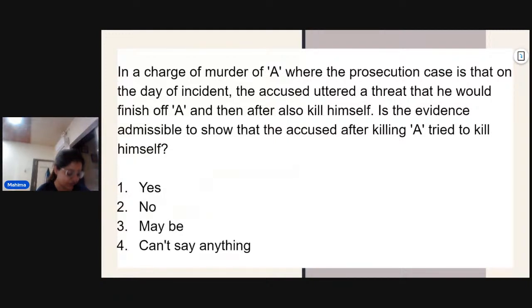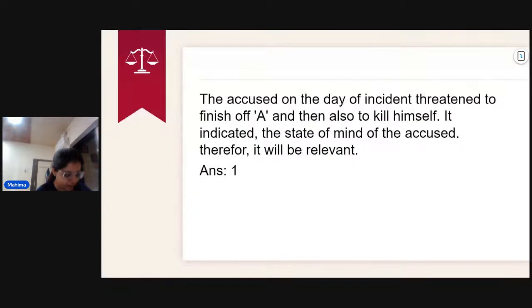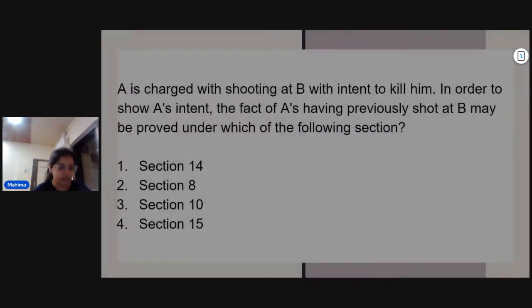Come on, guys. Shaktija, welcome to the session. Everyone is saying one. Yes, it is option number one.